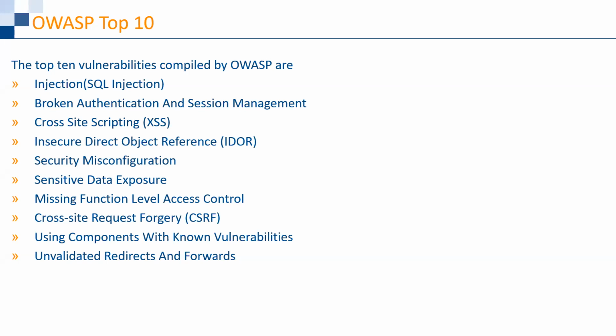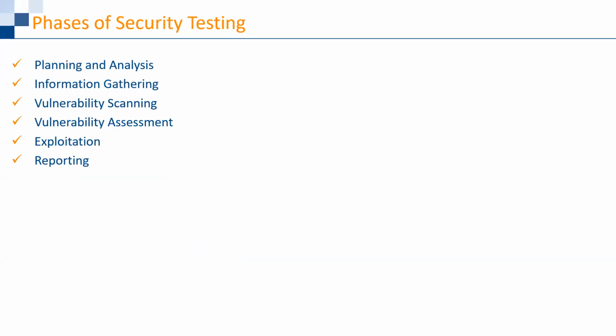Moving to the next: phases of security testing. Mainly a pen tester needs the following components: planning and analysis, information gathering, vulnerability scanning, vulnerability assessment, exploitation, and reporting. Generally, each and every security analyst or security tester comes up with these components for the organization. So, proper planning and analysis.